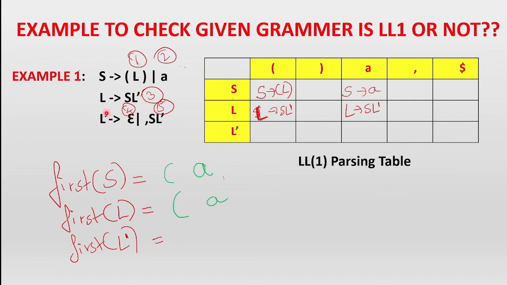So follow of L dash will be follow of its parent. Now who is the parent of L dash? L dash is coming from whom? L. You can see L is producing S L dash. First time it is coming in the L production. Then it is coming in production number 5. So S is not producing L dash, S is not a parent of L dash. But L is a parent of L dash, because from this L production, first time we are getting L dash. So parent of L dash is L.